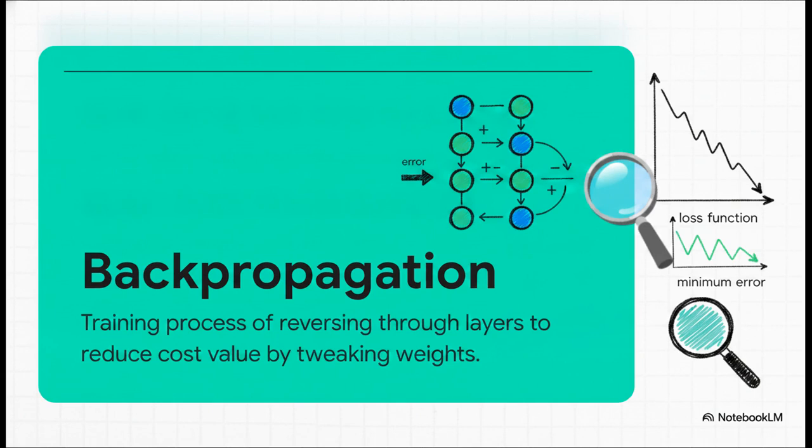The secret sauce is a process called backpropagation. First, the system calculates its error, which is known mathematically as the loss function. Think of it like tasting a soup you're cooking and realizing, whoa, that needs way more salt.